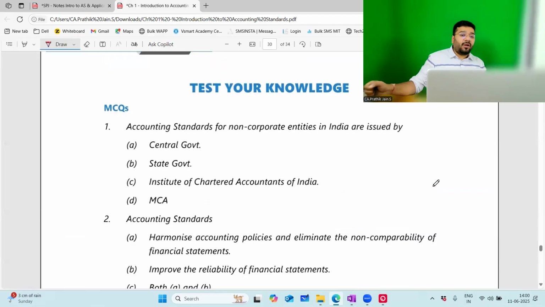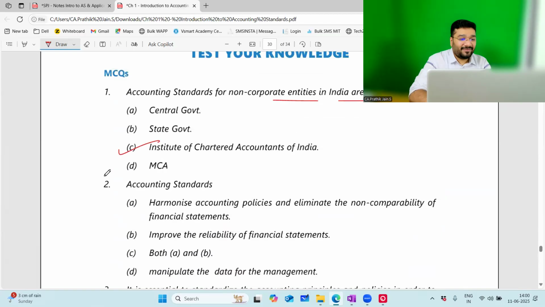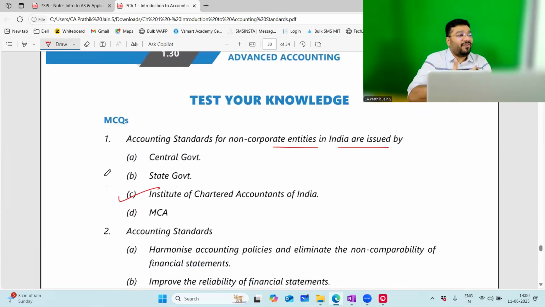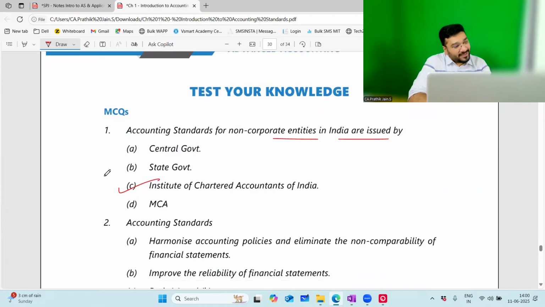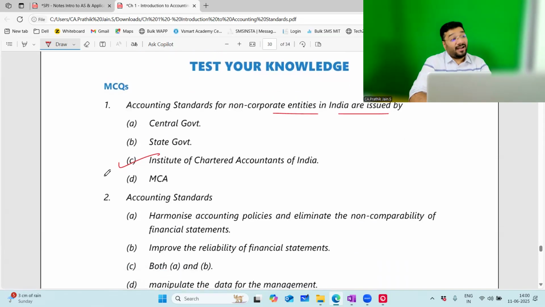Accounting standard for non-corporate entities in India are issued by ICAI. Are you sure? Yes, sir. One C. No, I'm just trying to give you a feeling that whatever you studied today is relevant or not relevant. वापस कर लेंगे. क्या जा रहा है फर्क तेरे को? अच्छा, that way you're telling. Oh, okay. Sorry, I thought last में कर लेंगे, मतलब we'll do next class.